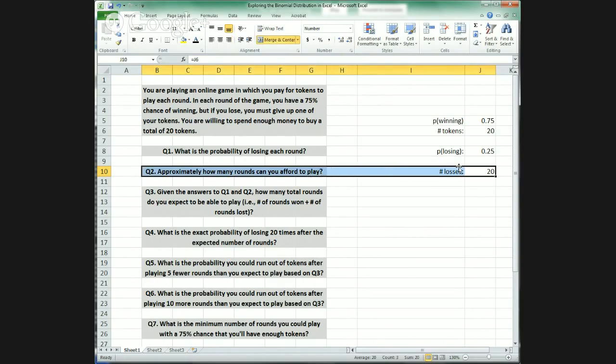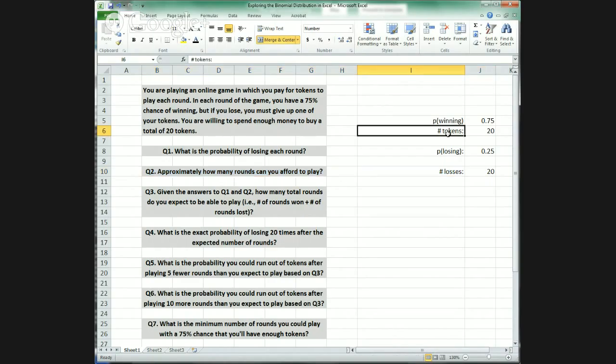The number of losses is directly proportionate to the number of tokens. But if a loss only cost half a token, or if a loss cost 2 tokens or 5 tokens, then you would need to divide the number of tokens that you have in order to figure out the number of losses that you can afford. So if it costs us 5 tokens every time we lose, then 20 tokens divided by 5 is 4, which means we can only afford 4 losses. In this case, it's 1 and 1, so we can afford 20 losses because we have 20 tokens.